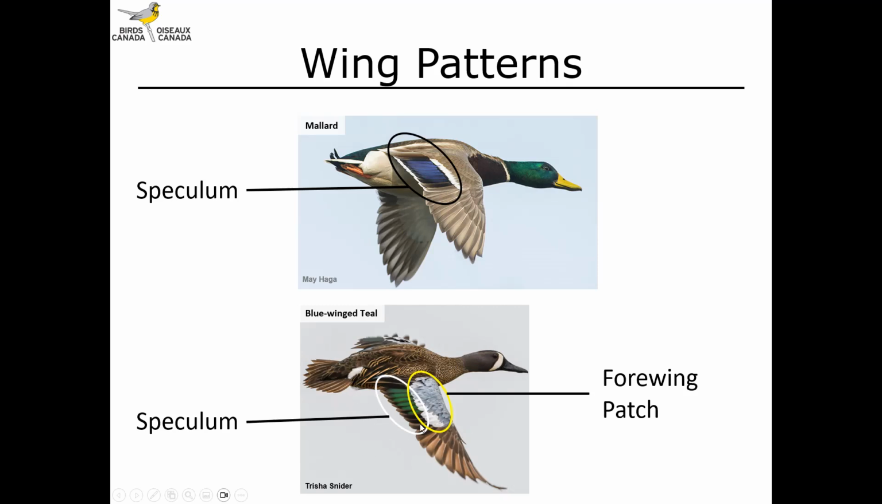And occasionally some species will show a nice little forewing patch. So in most of the dabbling species that we'll talk about, we're going to be referring to the speculum, and I'll be showing little pictures of what those look like because it's super helpful as birds are flying by, because sometimes all you get is that little flash of color.